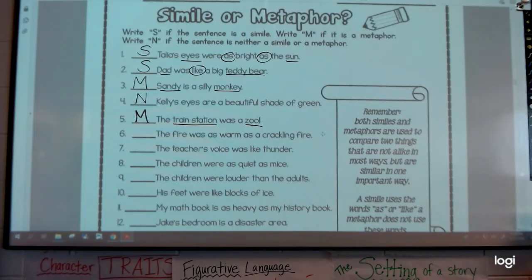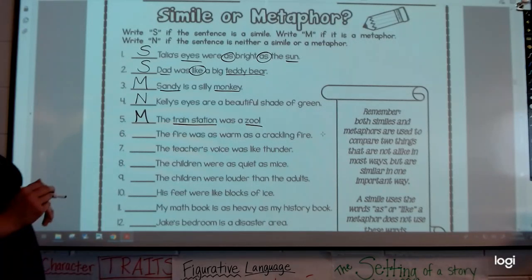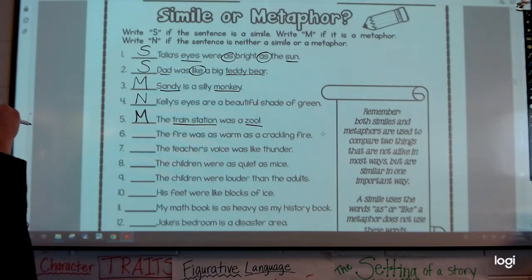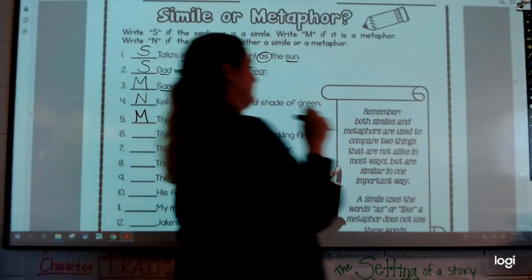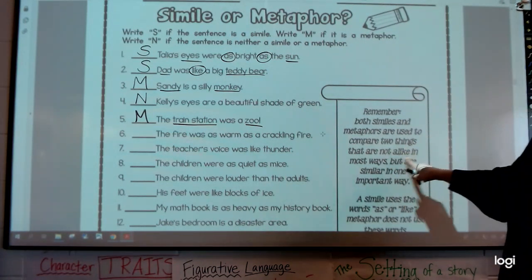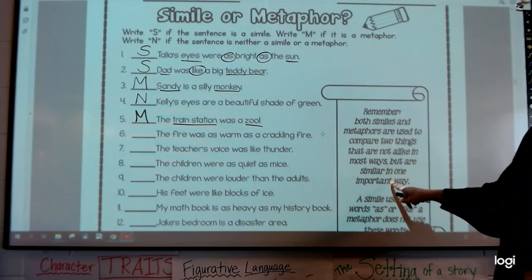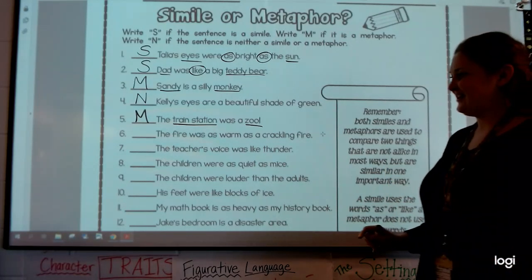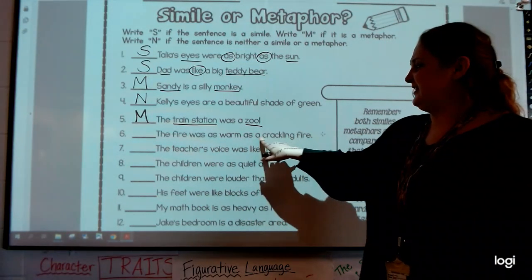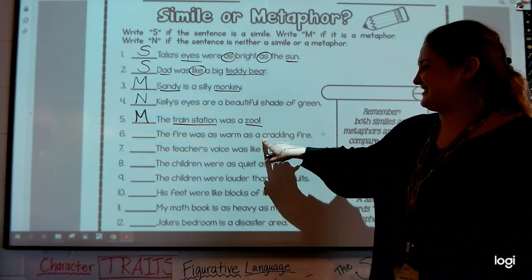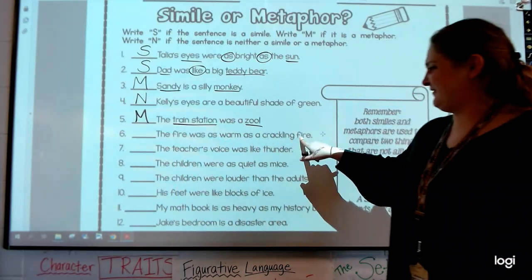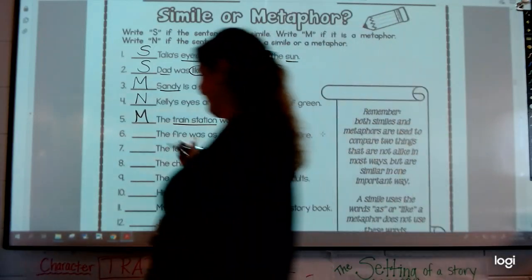Number 6. The fire was as warm as a crackling fire. Well, if I remember what it says over here, similes and metaphors are used to compare two things that are not alike in most ways, but are similar in one important way. Are we comparing this fire to something that is mostly not the same but has one thing the same? No. We are comparing a fire to a fire. That's neither.